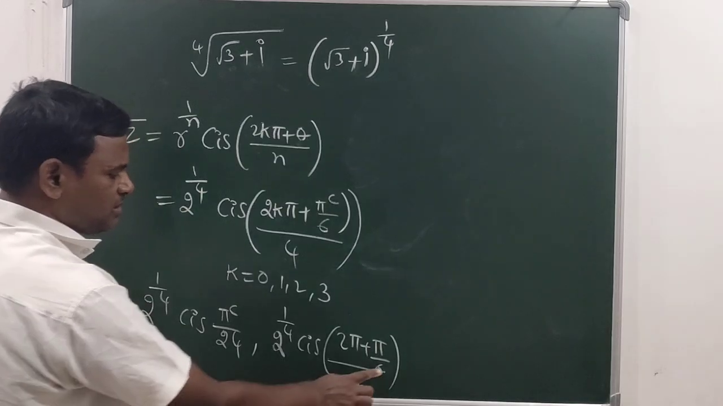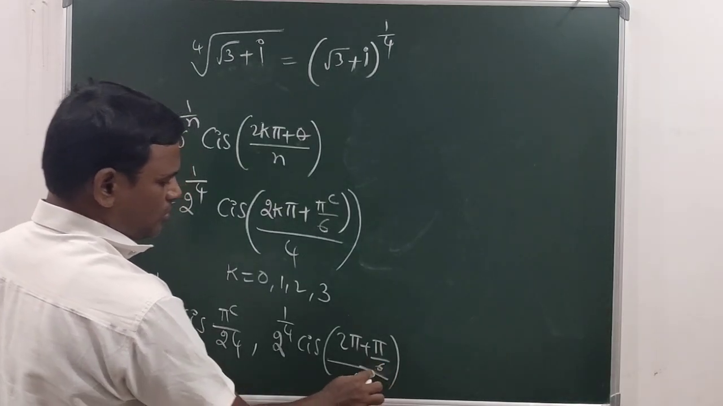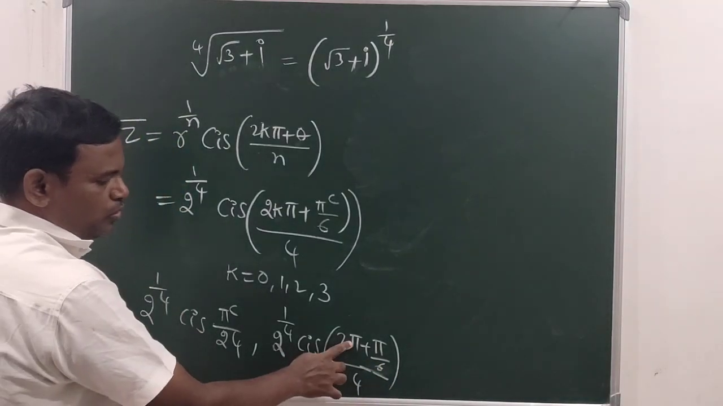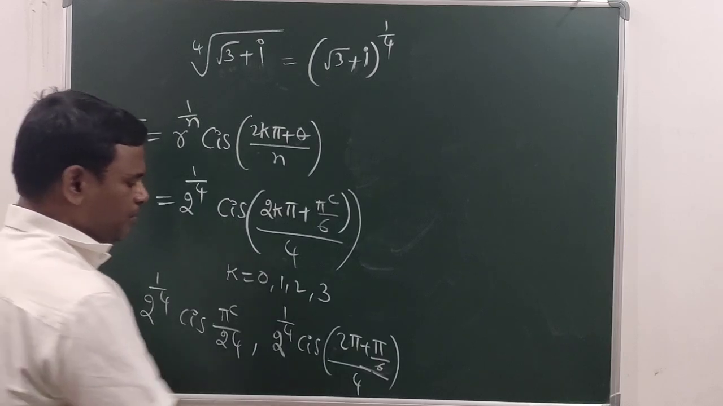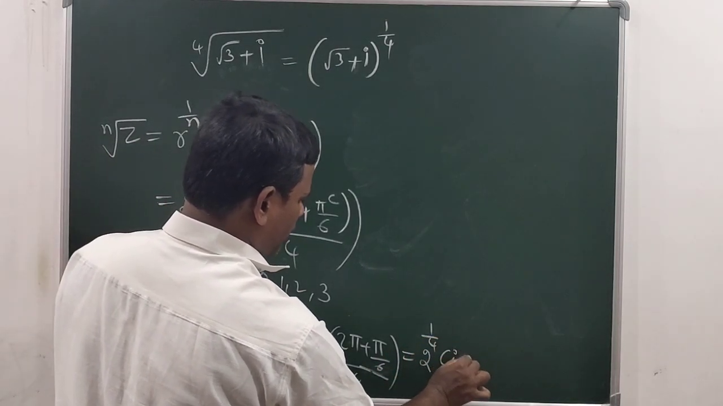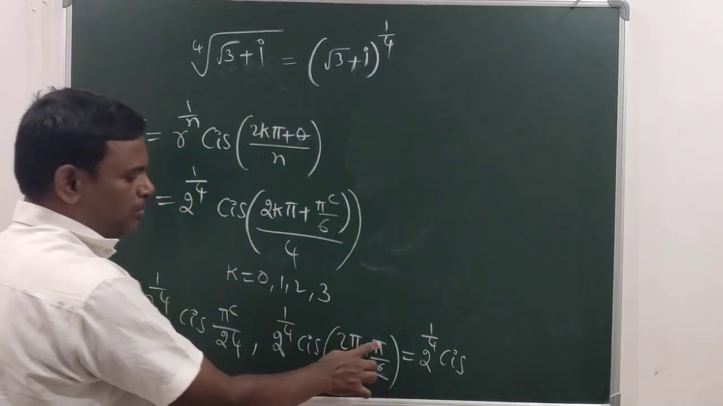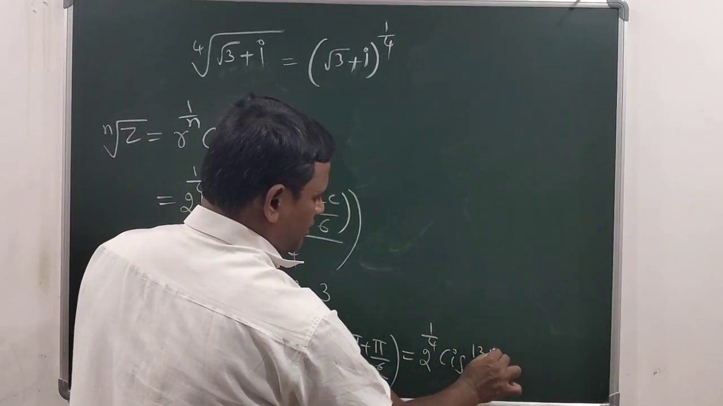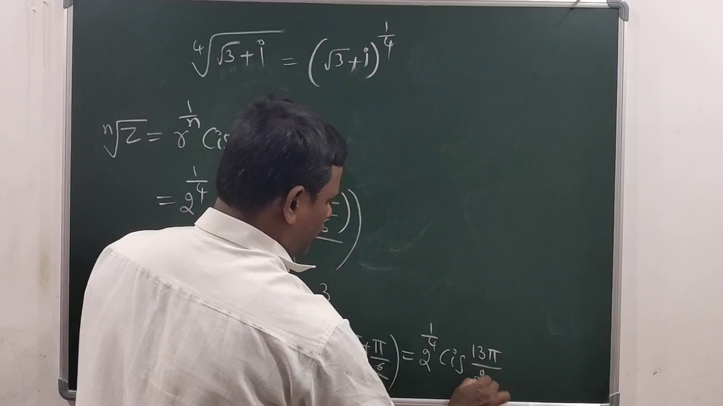If you simplify this, 6 2s are 12. 12 pi plus pi, 13 pi. So 2 power 1 by 4 cis of 6 2s are 12, 12 plus pi, 13. 13 pi by 24 you will get.